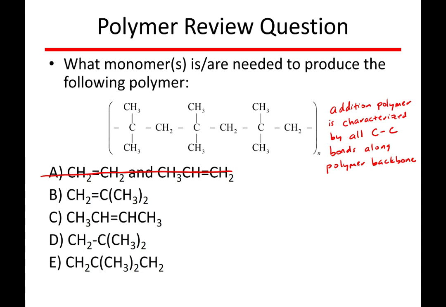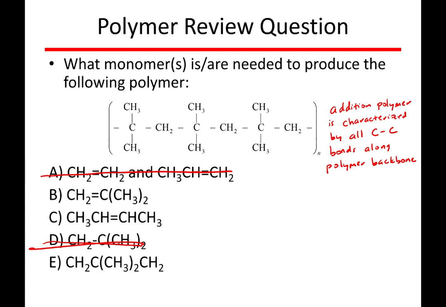I'll also point out that in the case of an addition polymer, you are making that by breaking a pi bond so that you can extend the polymer chain. And therefore, the monomer has to have had a pi bond in it. And so that allows us to eliminate answer choice D as well. Now let's talk about how we'll be able to identify what the correct answer is.